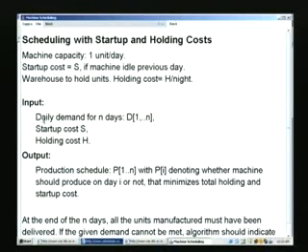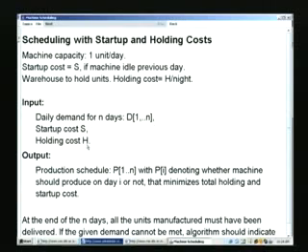The main input to the problem consists of a daily demand for n days. So, we are given a vector d of 1 through n, in which d of i represents the demand for the ith day. We are also given the startup cost S and the value of H, the holding cost. And what we are supposed to produce is a schedule. So, we are supposed to produce a vector p of 1 through n, in which p of i denotes whether or not the machine is to be kept on the ith day, or in other words, whether the machine should be producing anything on the ith day.